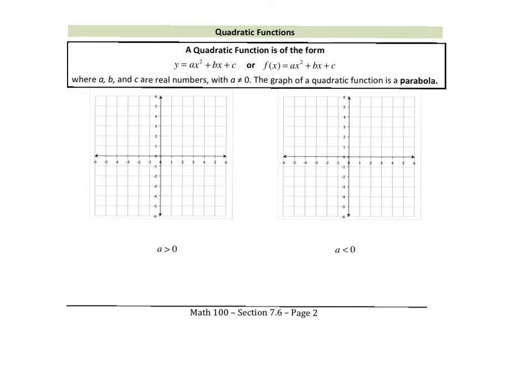Now the next one we're going to talk about is the quadratic function. So the quadratic function is something I'm assuming that you guys have seen. Quadratic functions look like this: y equal to ax squared plus bx plus c. Or you can replace the y with the function notation f of x. A, B, and C are real numbers. Here, A cannot be equal to 0, or it's no longer quadratic, it would be linear. And the graph is a parabola.